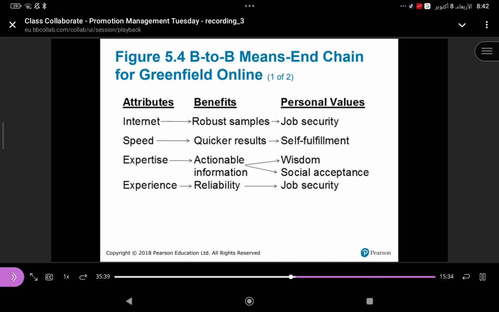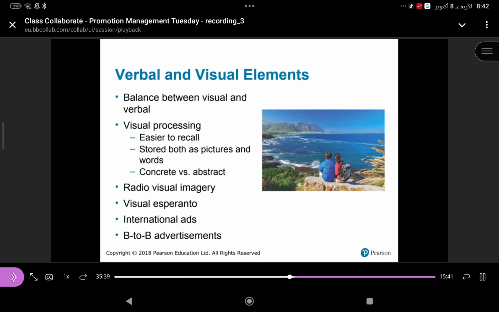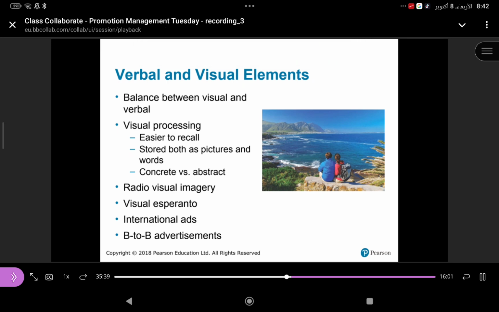It should not happen that the visuals are more than the required one and the verbals are so less. Advertising is actually the most effective when images or visuals and words work together. There should be a balance of visual and verbal communication.